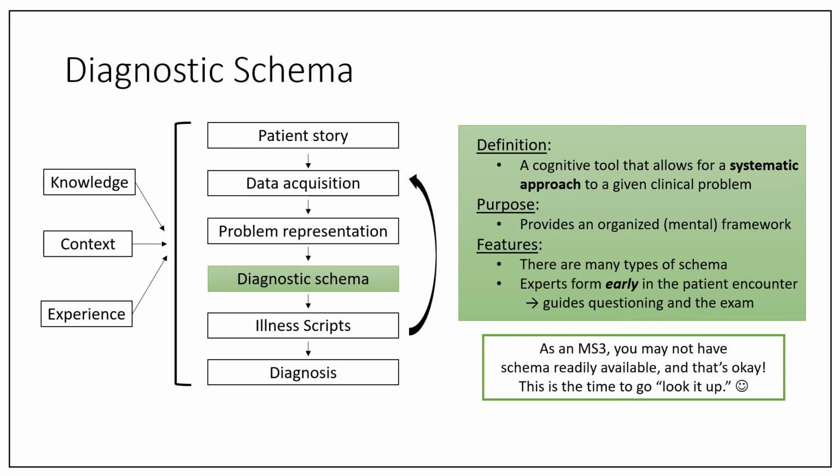I remember frantically going through my Step Up to Medicine textbook, and luckily there was a really good section on syncope that broke it down into the etiologies of neurogenic versus cardiogenic, etc. So my point is, if you don't have a schema readily available, that's okay. You're a third year med student, and this is the time where you look things up.